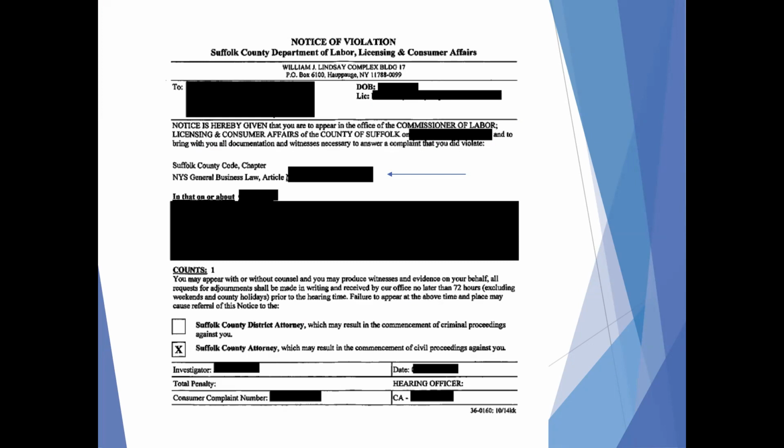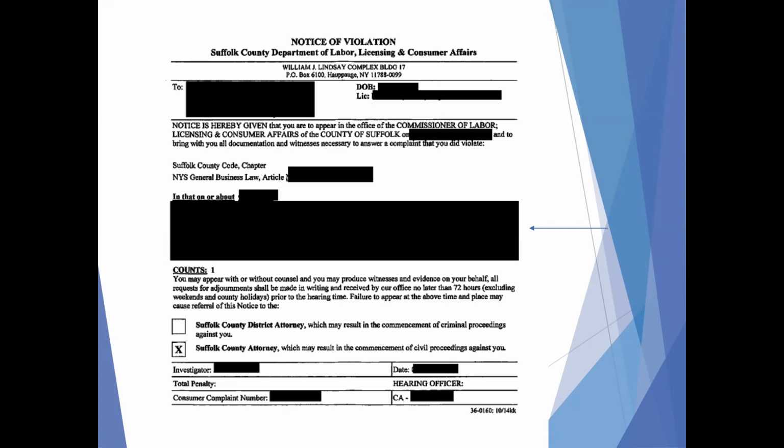This section here in the middle is going to tell you exactly what section of either the Suffolk County Code or New York State General Business Law or any other law that there may be a violation alleged. That could be New York State lien law or anything else. Below that, you're going to see a description of exactly what it is that the investigator is alleging you did that violates that code section that was cited above.